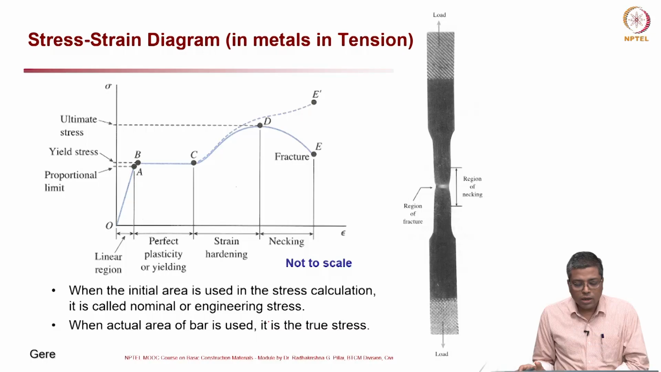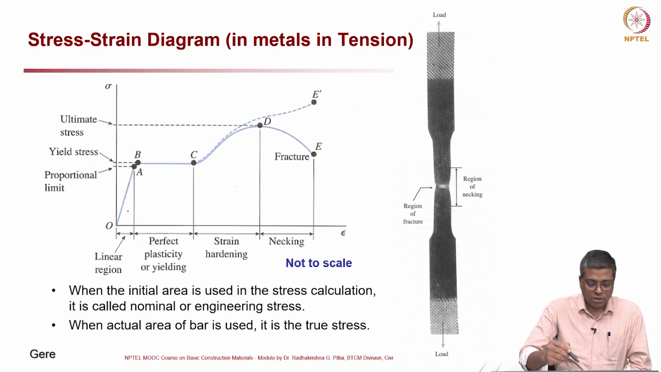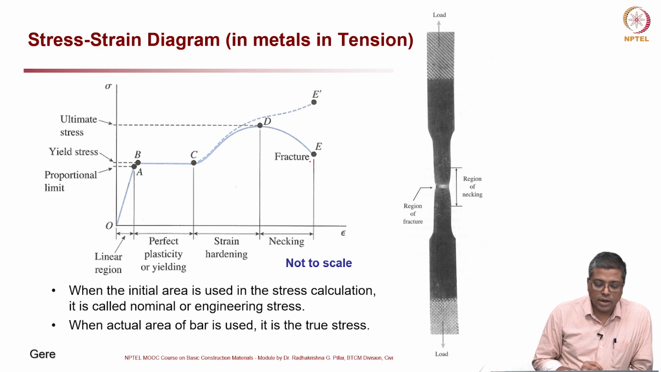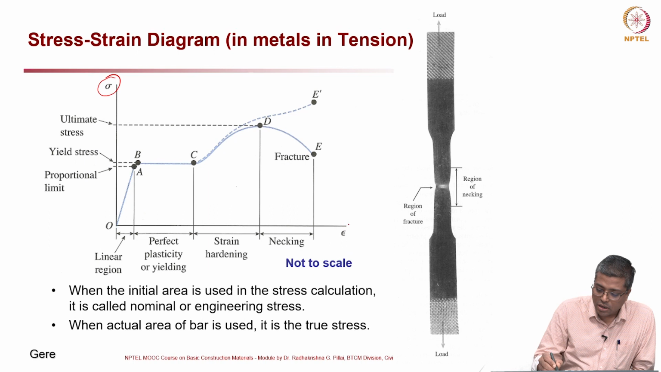Now let's talk about the stress strain diagram in metals in tension. This is a textbook drawing from Gere. The blue curve is how a typical stress strain diagram would look for a metal, when the initial area is used in the stress calculation. On the vertical axis you have stress, and on the abscissa you have strain.